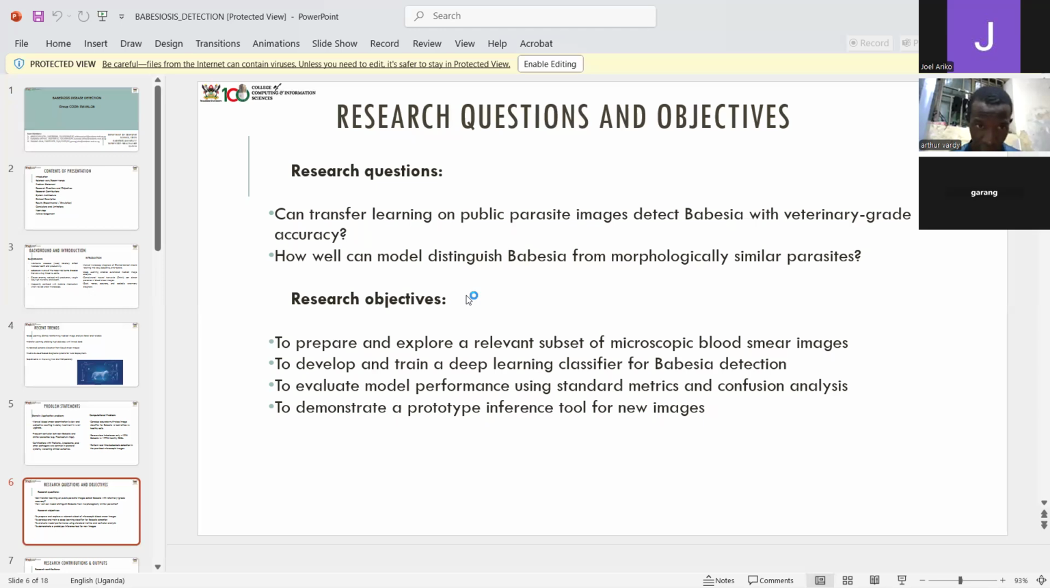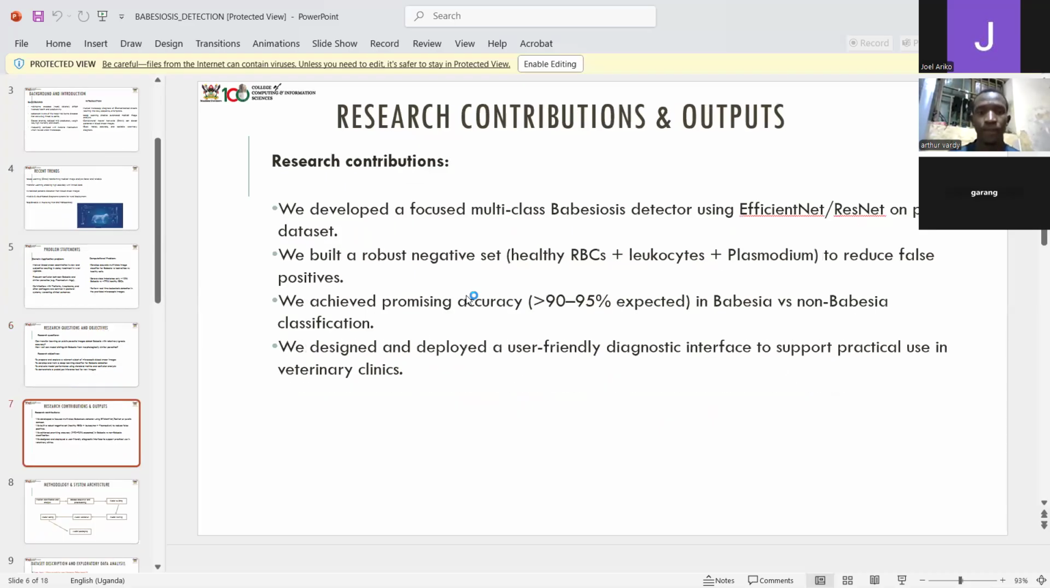Now, for the last point of demonstrating a prototype inference tool for the new images, here we shall have a well-developed website whereby it will be easier for the users, so that they can just upload their images, and then the processing of the image starts, and we can get results about the uploaded images. Our research contributions and outputs are here. These are the things we're going to work on.